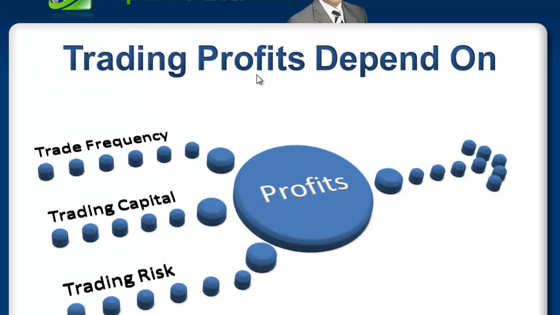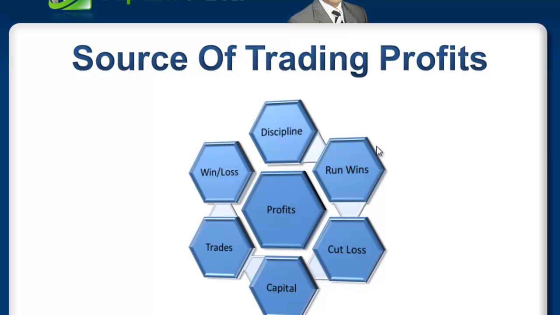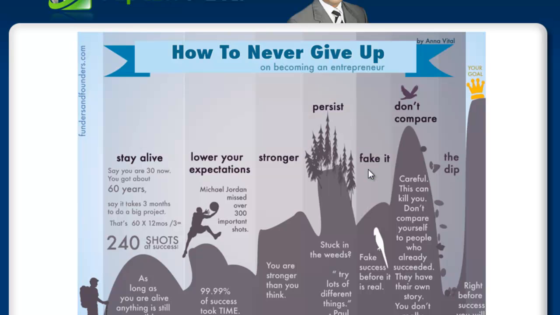So basically, your trading profits depend upon the trade frequency, the trading capital, and the trading risk. Those are the factors which will affect your ability to profit. Because your sources of trading profits are all of these things: your discipline, of course, your win-loss ratio, the number of trades you place, the capital that you have, your ability to cut those losses at a 2% or 3% loss, and your ability to run those wins. That's all the things that I captured in this presentation.